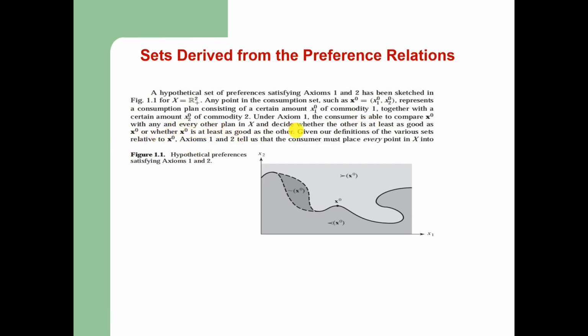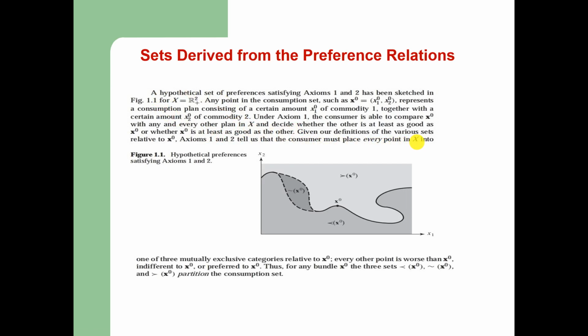Given our definitions of the various sets relative to x naught, axioms 2 and 3 tell us that the consumer must place every point x into one of three mutually exclusive categories relative to x naught. Every other point is worse than x naught, indifferent to x naught, or preferred to x naught. Thus, for any bundle x naught, the three sets, worse than x naught, indifferent to x naught, and strictly preferred to x naught, partition the consumption set.